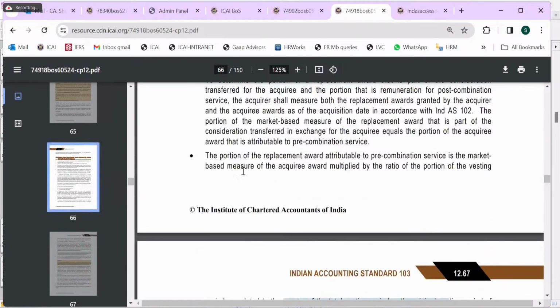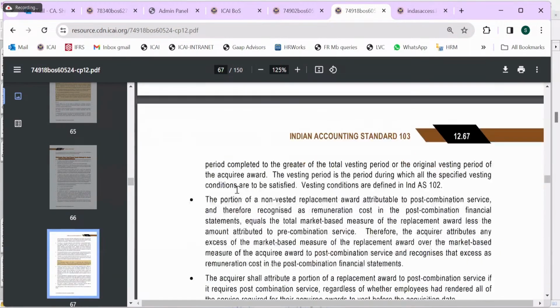So again, we see this: market-based measure of the acquiree award multiplied by the ratio of the portion of the vesting period completed, meaning lapsed, to the greater of the total vesting period or the original vesting period. In this case, the total vesting period and the original vesting period are the same, so it is divided by 4 only. That is 4 years, the total vesting period, and the period which has been completed is 3 years.